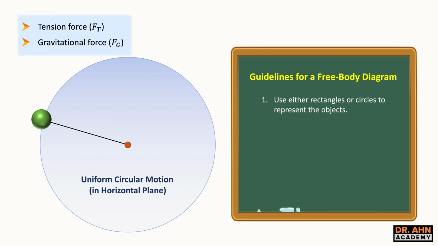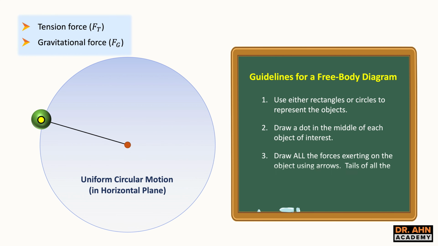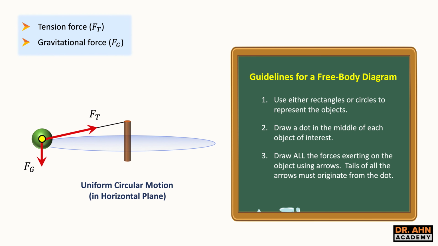All right, it's good. Next, we need to represent this object with a dot. Finally, draw all the forces acting on this object with tails of force vectors originating from the dot. In this case, we have tension force from the string and gravitational force from the earth. That's all. And let's take a look at this snapshot of motion along the horizontal plane. And this is the completed free body diagram for this case.